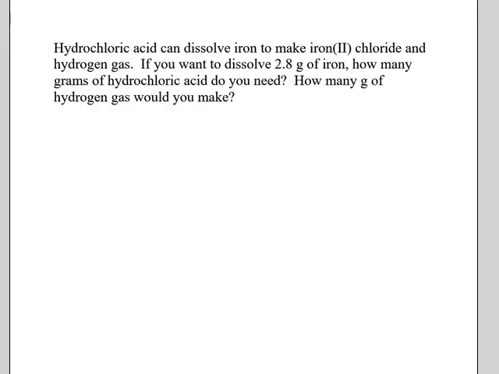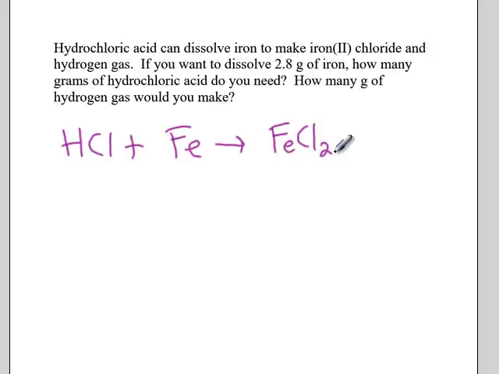Here's another stoichiometry problem, but this one does not involve theoretical yield or limiting reactants. Again, we're given the chemical reaction in word form, so we have to translate things like hydrochloric acid is HCl, and we're dissolving iron, Fe, and we're making iron 2 chloride. So again, do your crisscross, and you should come up with the formula FeCl subscript 2, and the other product is hydrogen gas.